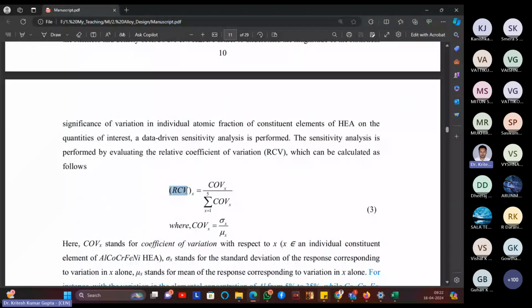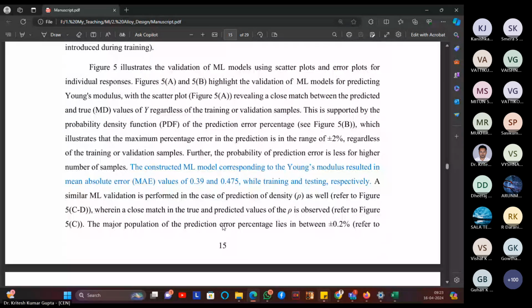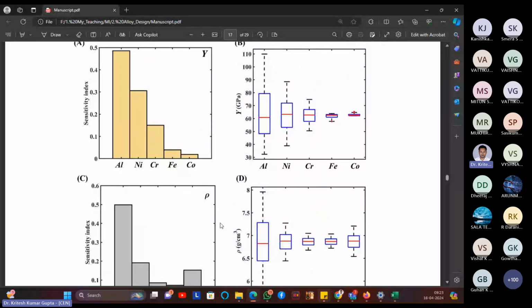So the relative coefficient of variation is the coefficient of variation of an individual feature divided by the summation of all the coefficients of variation. And the coefficient of variation can be calculated as the standard deviation for that particular feature divided by the mean value of the response for that particular feature. That's how we get this kind of bar plot, for stiffness or Young's modulus and for density.